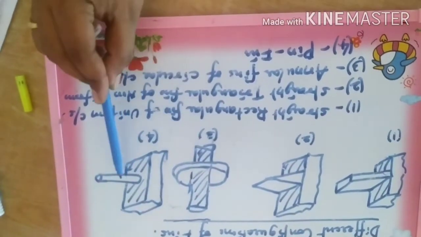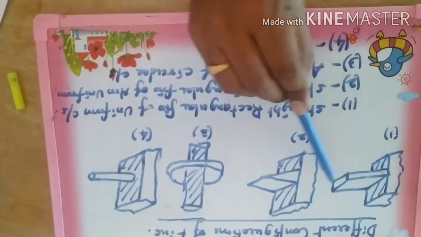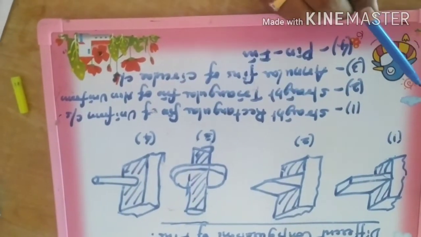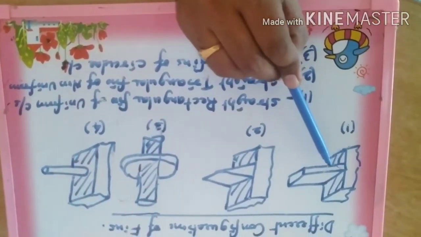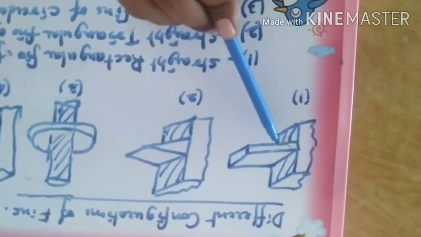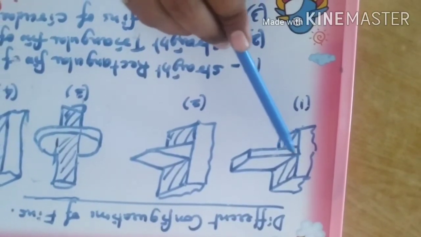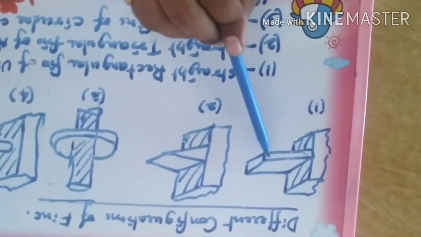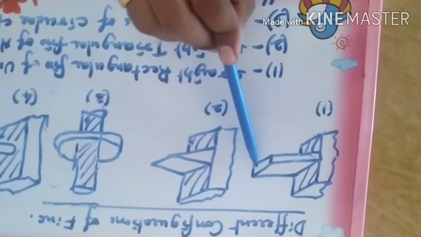So for that we come across the usage of different fins. You can see in these diagrams, these are all different configurations of the fins. Take a look at the first one, figure number 1. There is a base surface, and to that there is a rectangular fin.